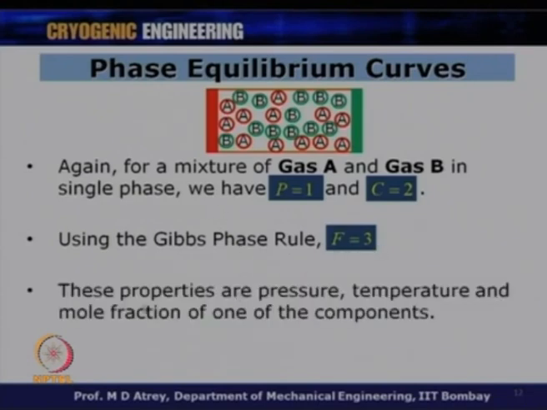So, what are these properties? These properties are pressure and temperature. This is what we had for single phase. In addition to that, we are going to have the mole fraction of one of the components. So, when you have a two-component mixture, both of them in the same phase, which is gas phase, I should know 3 properties in order to locate the state, and they are pressure, temperature and mole fraction of one of the components. This will give me all the properties associated with this gas mixture, and this is very important.